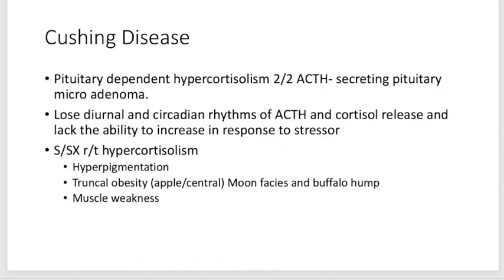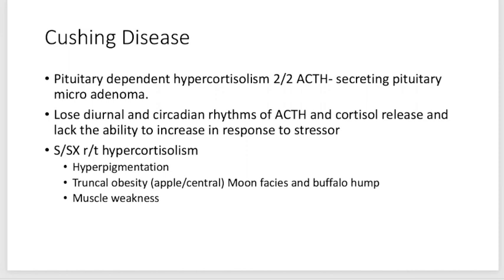All right, the main disturbances related to the adrenal glands are too much cortisol or too little cortisol. So one of the main issues is Cushing's, and we can have Cushing syndrome and Cushing disease. When we're talking about Cushing disease, it is a pituitary-dependent hypercortisolism. So we have an increased ACTH-secreting pituitary microadenoma, and that is going to increase cortisol from the adrenal glands. There is loss of the diurnal and circadian rhythms to the ACTH secretion and cortisol release, and an inability to change in response to stressors.